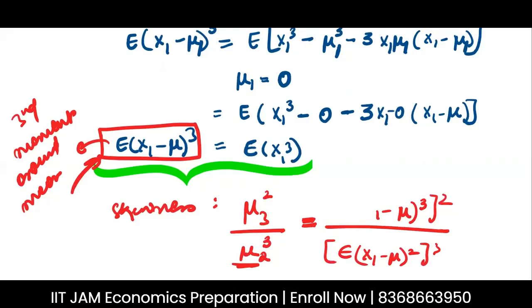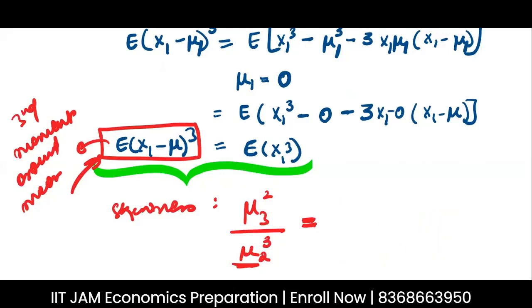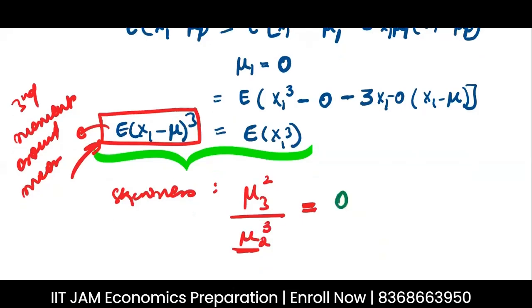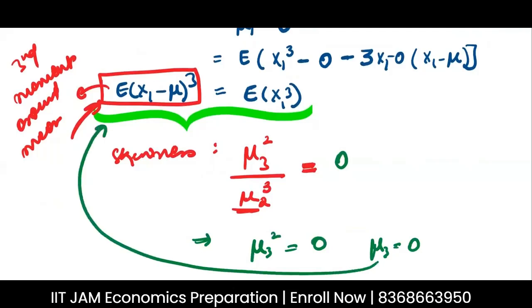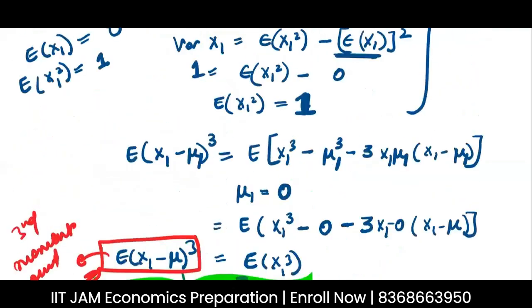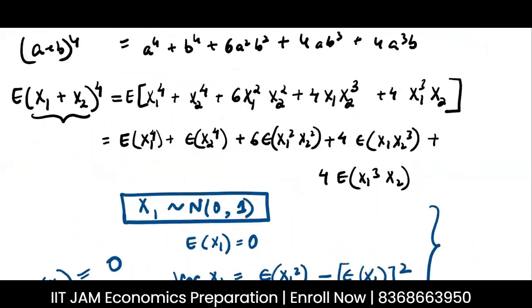For a standard normal distribution, this skewness is actually 0. So if this is 0, this means that mu3 square is 0. This means that mu3 is 0. Mu3 is this moment around the mean. So this means that E of x1 cube is also 0. This is fine. So I'm just saying that E of x1 cube is 0.